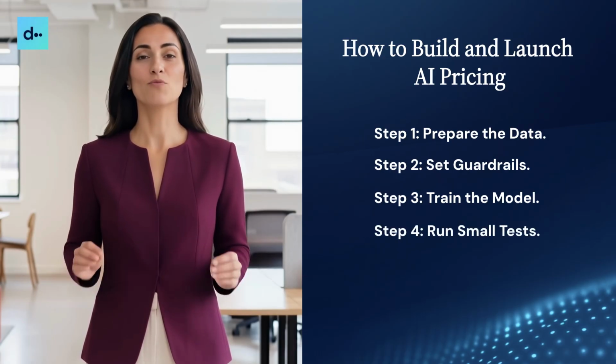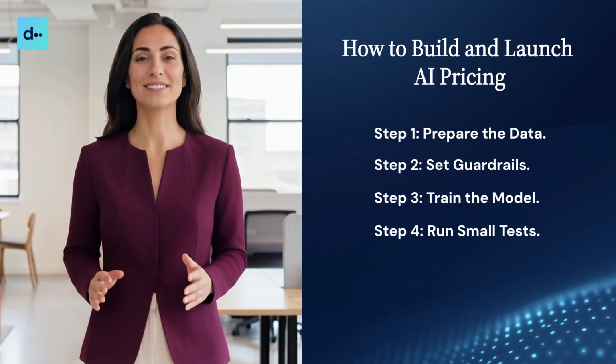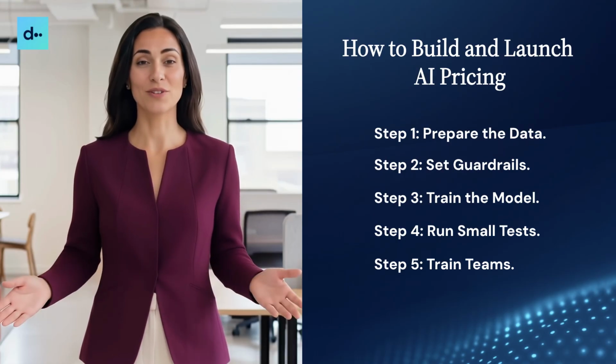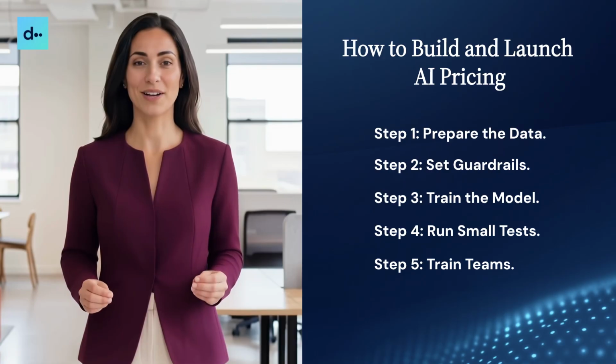Step 4. Run small tests. A/B test the AI's suggestions on a specific segment before a full rollout. Step 5. Train teams. Ensure sales and RevOps understand the model and integrate it into your CPQ.